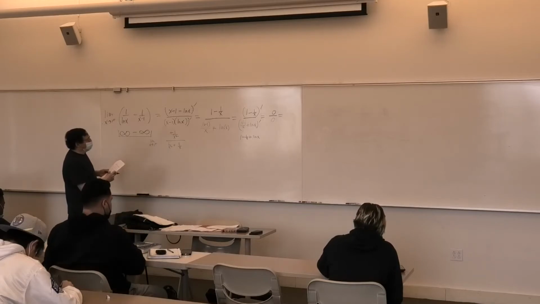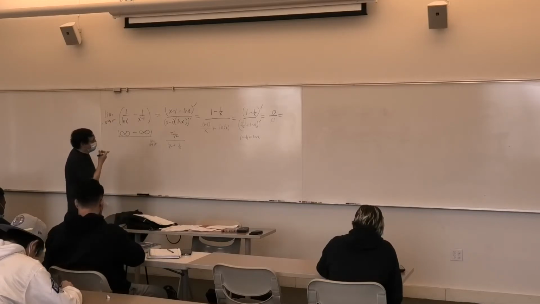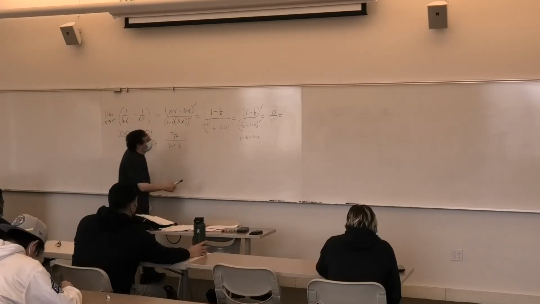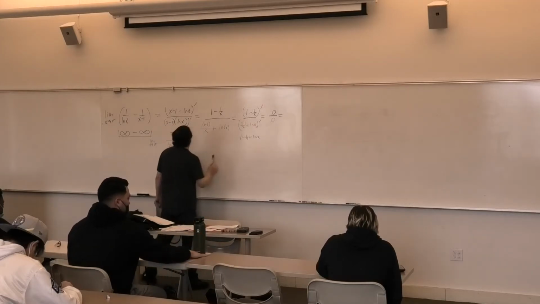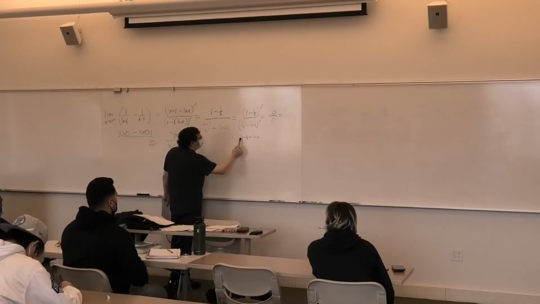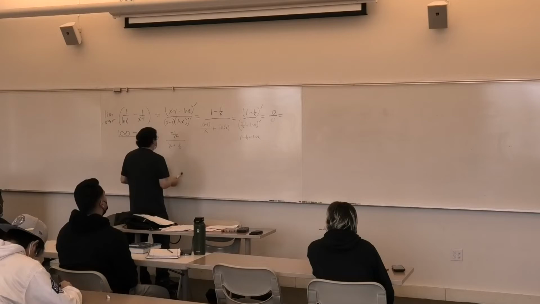I did it differently in my notes, but I don't know why it was different. Check here. 1 over x squared is 1 minus 1 over x, so squared plus 1 over x.